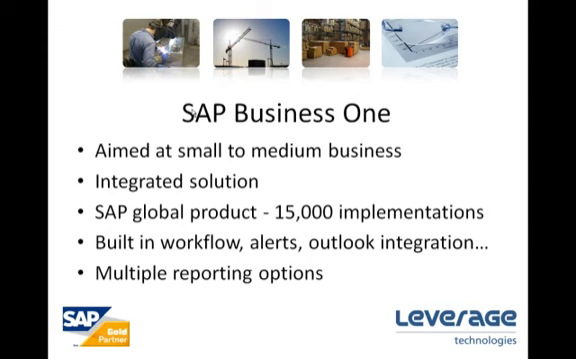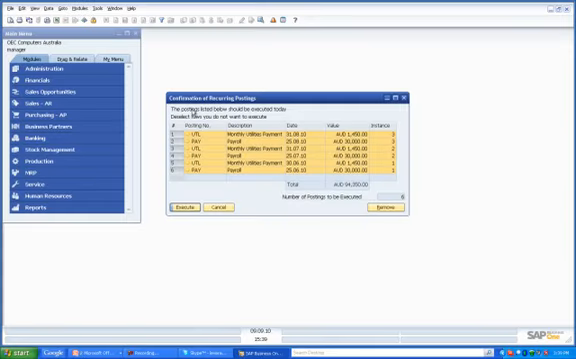There are multiple reporting options, including standard reporting through each module, as well as Crystal Reporting integration and elements like SQL Reporting Services. More than a standard finance, distribution, or manufacturing system, SAP Business One also offers built-in workflow, alerts, and Outlook integration. So let's go in then and have a look at SAP Business One 8.8 in action.